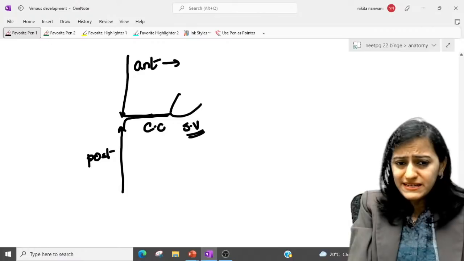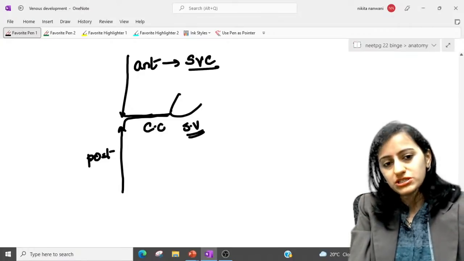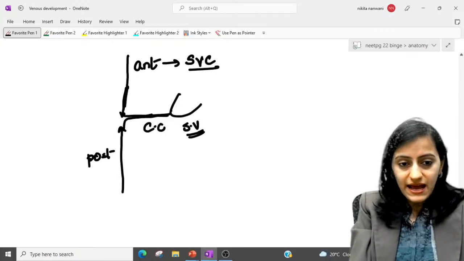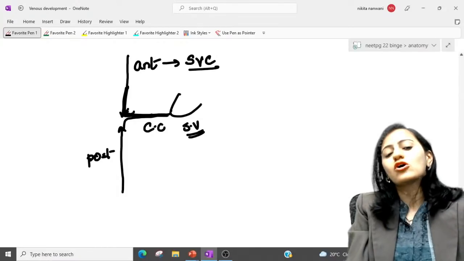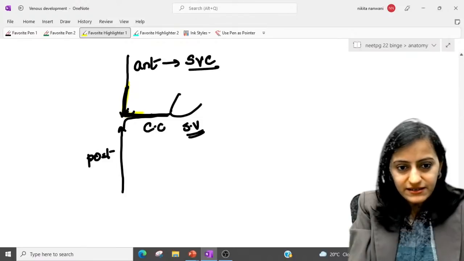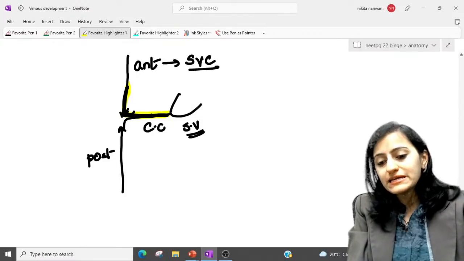So basically this is what will contribute to your SVC formation: the anterior and the common cardinal. Look at the image. You will have the anterior and the common cardinal which will form the SVC.